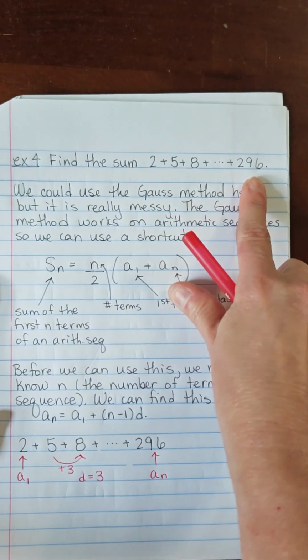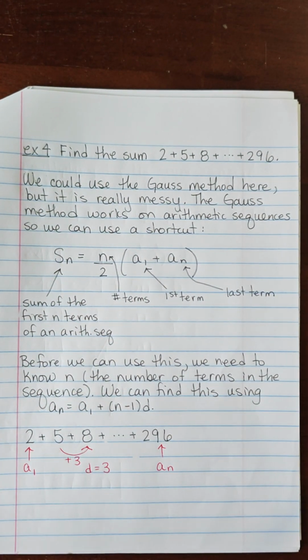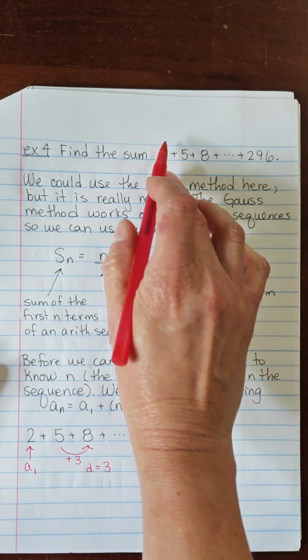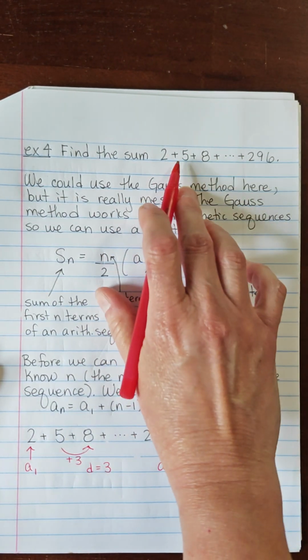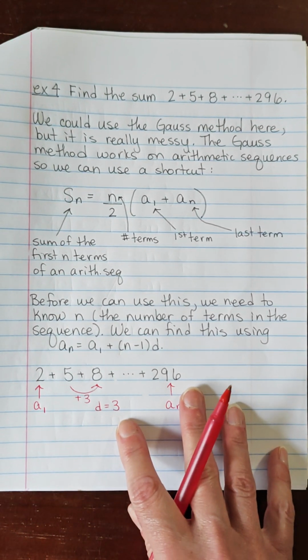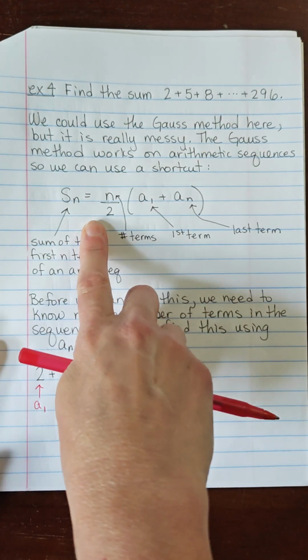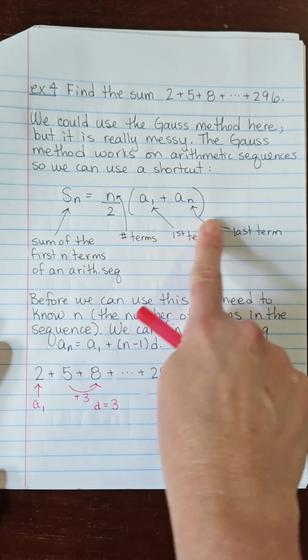Find the sum. Now, in section 1.1, we used the Gauss method, right? Where we paired up the first and the last, and then the second from last and so on. This is one where we could use the Gauss method, but it gets really messy, okay? The Gauss method does work on any arithmetic sequence, all right? Because of that, we can actually make a formula out of it.